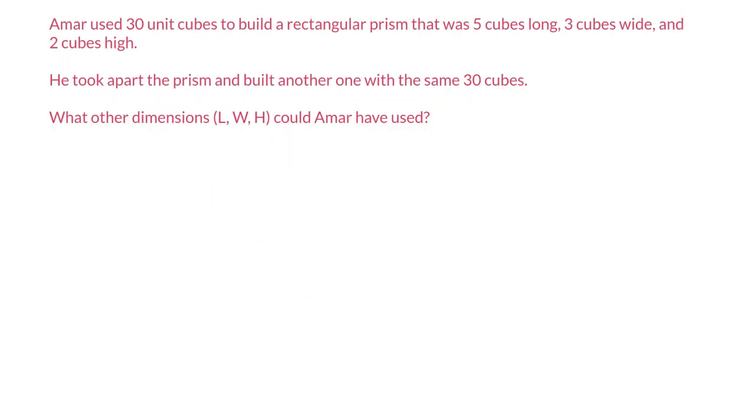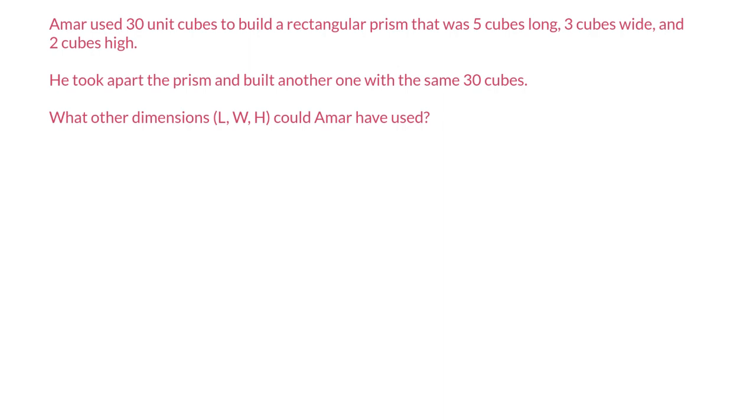Okay, here's another word problem where we're going to practice our volume skills. Amar used 30 unit cubes to build a rectangular prism that was 5 cubes long, 3 cubes wide, and 2 cubes high. He took apart the prism and built another one with the same 30 cubes. What other dimensions, which remember is our length, our width, and our height, those 3 dimensions for 3-dimensional figures, could Amar have used? So, this is kind of an interesting problem.